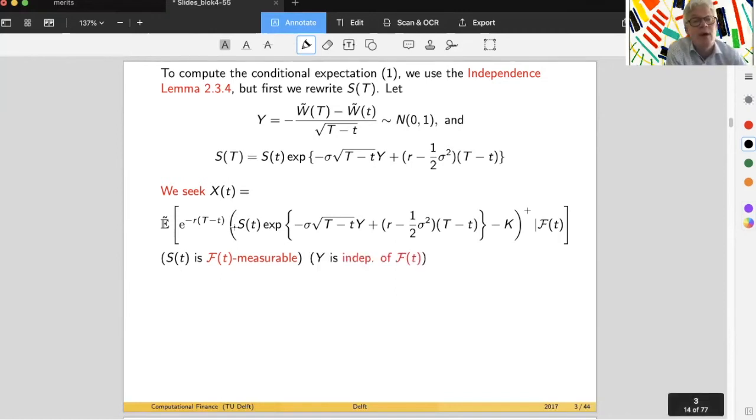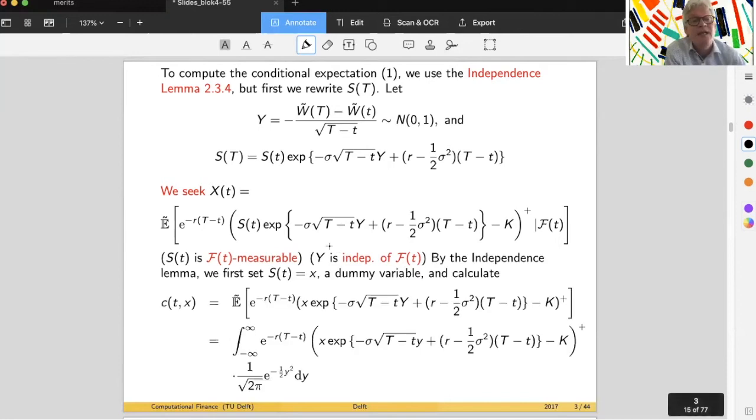So one part is F(t) measurable, the other part is independent of F(t). By the independence lemma, we first set S(t) equal to x, a dummy variable, and then we can calculate this expression that we call c. It depends on t and it depends on this x. That is F(t) measurable, that we can see as an independent variable, in fact. So we can make out of this conditional expectation a regular expectation by means of this independence lemma.